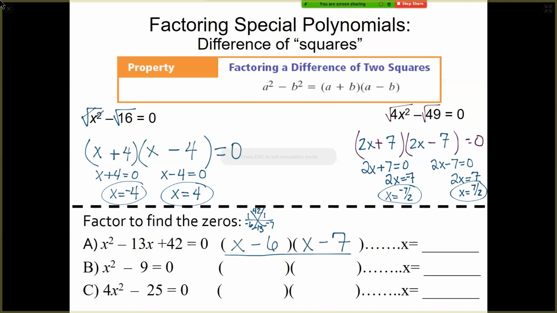Hopefully you wrote your two factors as x minus 6 and x minus 7. Order doesn't matter as long as you have them both. Then to get my zeros or my solutions, you're going to set both of those equal to 0 to get the two answers, x equals 6 and x equals 7.